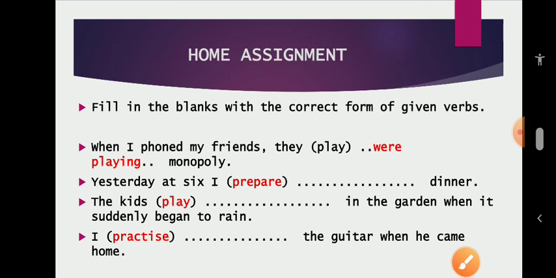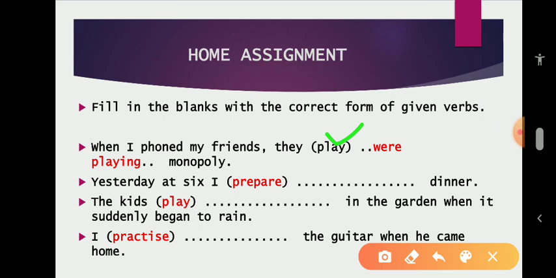Okay, come to the home assignment. I have prepared a home assignment for you. You have to complete this assignment. This is a practice, and you know that practice makes a man perfect. So the first one you have to do is fill in the blanks with the correct form of given verbs. First one has already been solved, like when I phoned my friends, they play. So play was the verb that was given.